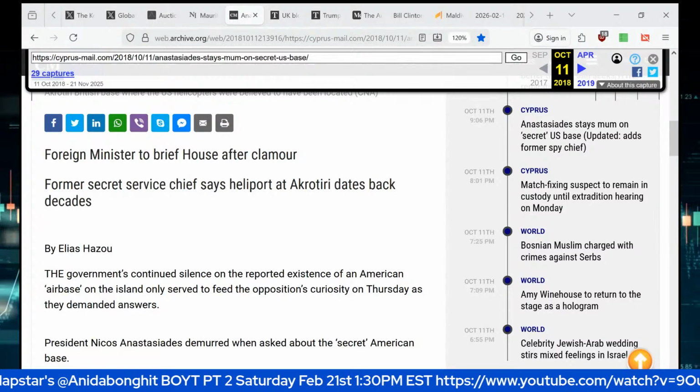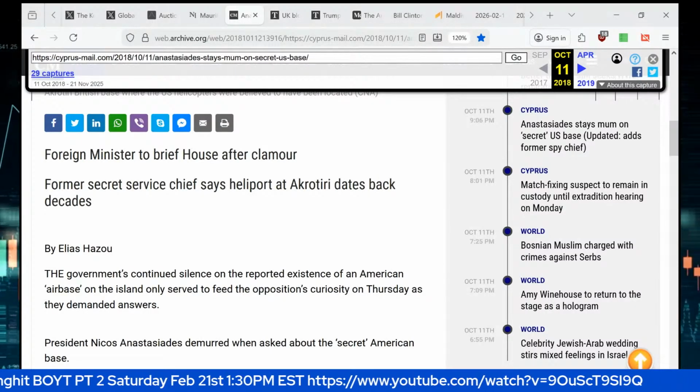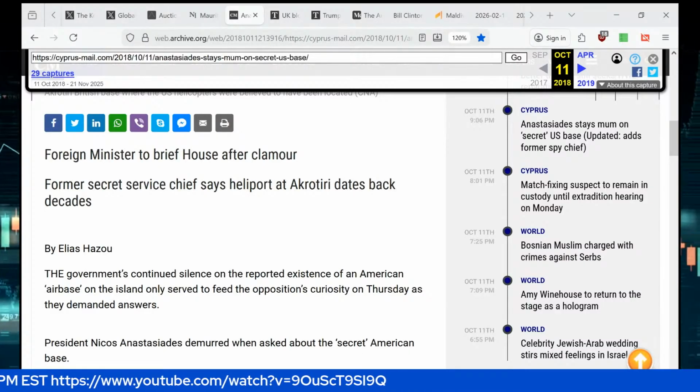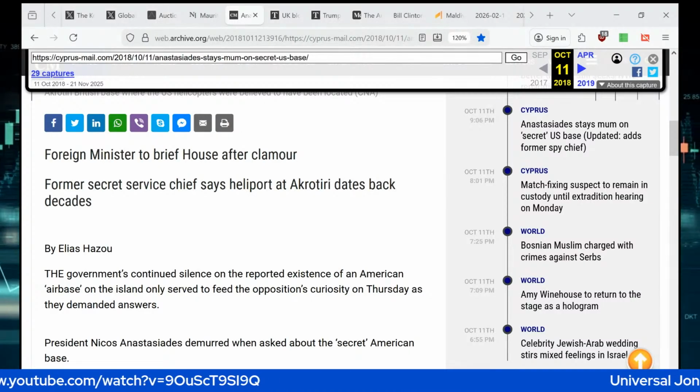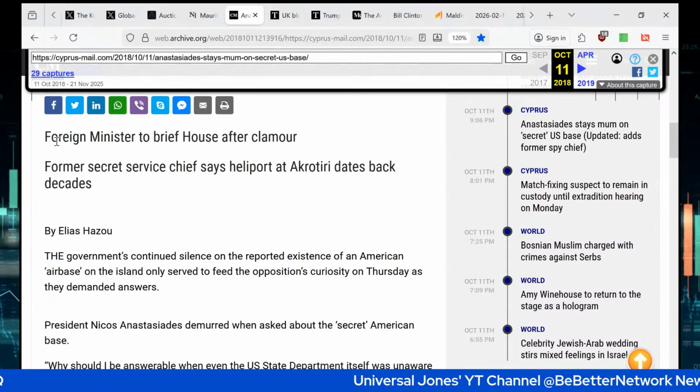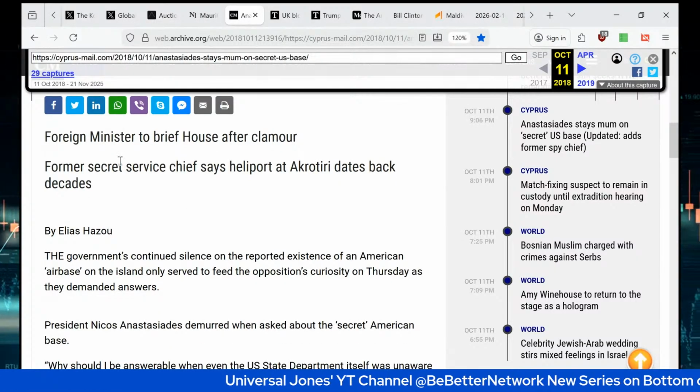Okay, Cyprus is essentially the UK's version of Hawaii. I've been to Cyprus on business too, so not in the base though, so you don't try to dox me with that. All right, anyhow. Foreign minister to brief House after clamor.